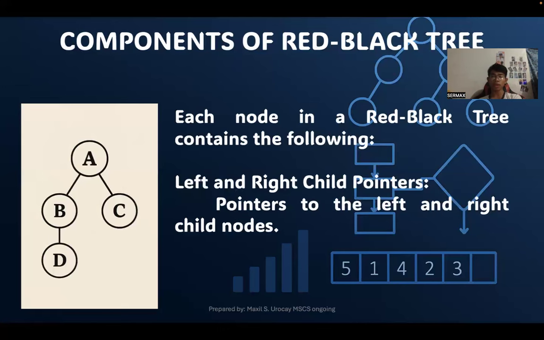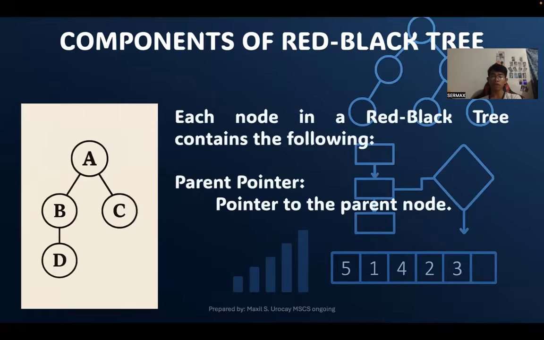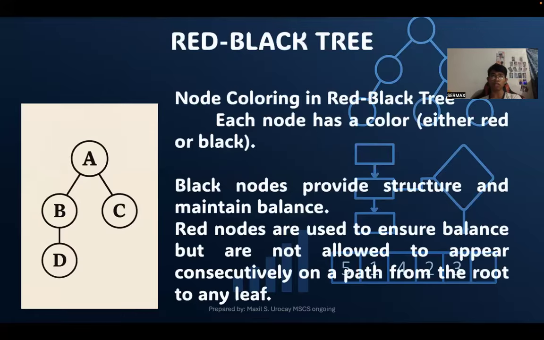Each node in a red-black tree also contains left and right child pointers, which are pointers to the left and right child nodes. These serve as the edges. We also have the parent pointer, an edge pointing to the parent node. For example, the child node is pointing to the parent node. That's how it works. We will observe the parent node, the children, the grandchild, and the grandparent later on as we run through the example.